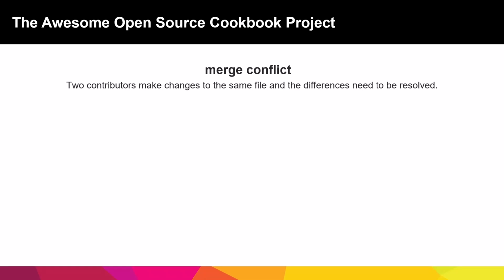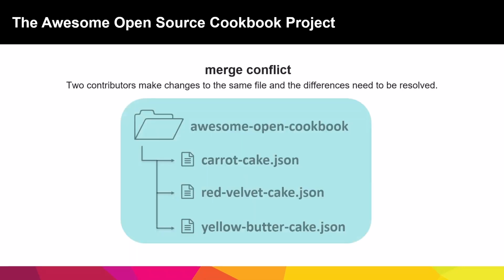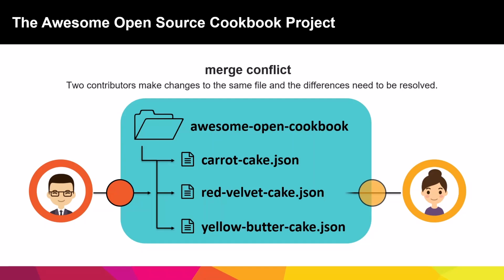A merge conflict is when two contributors make changes to the same file and those differences need to be resolved. So let's say that Ken and Anna made changes to the red velvet cake recipe at the exact same time. That would cause a merge conflict where Git wouldn't know which change is the most recent or accurate change. So those changes would usually have to be resolved. And sometimes that can be messy and painful to fix. But fortunately, it doesn't happen a lot.